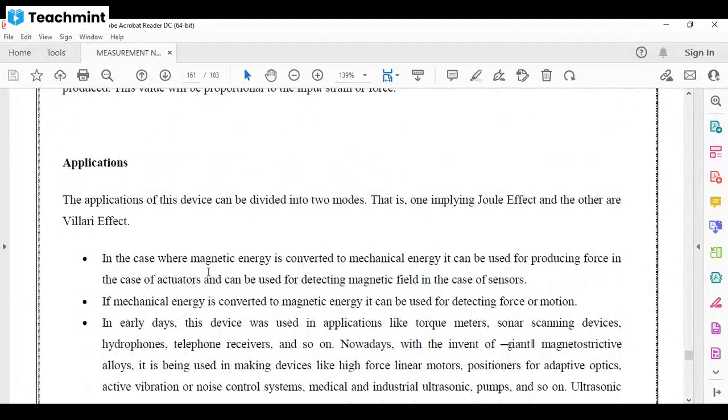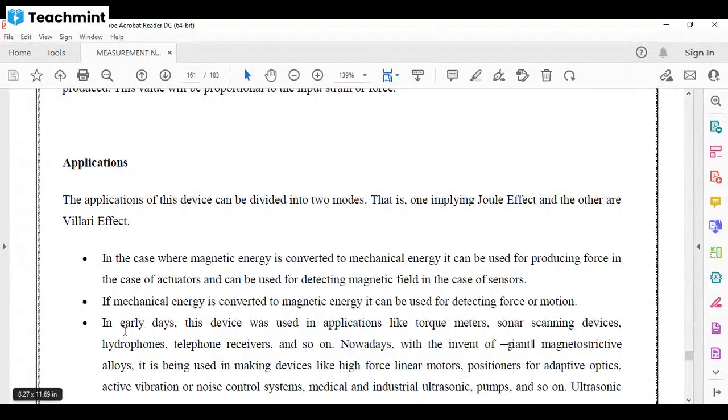In the case where the magnetic energy is converted into mechanical energy, it can be used for producing a force in the case of an actuator, and can be used to detect the magnetic field in the case of a sensor. And if the mechanical energy is converted into magnetic energy, it can be used for detecting force or motion.